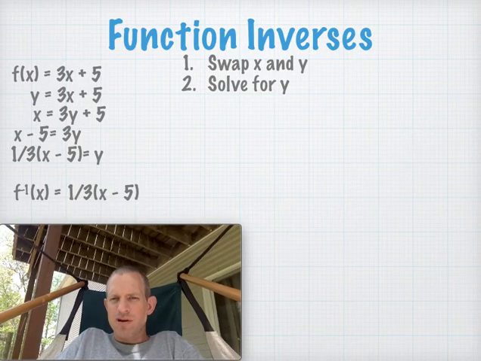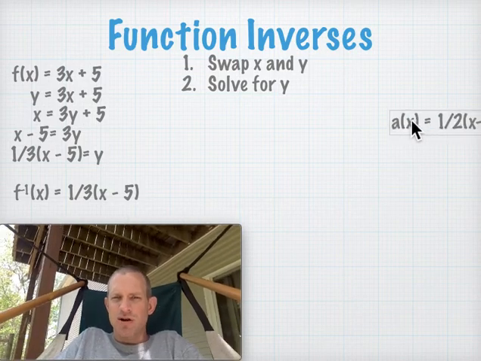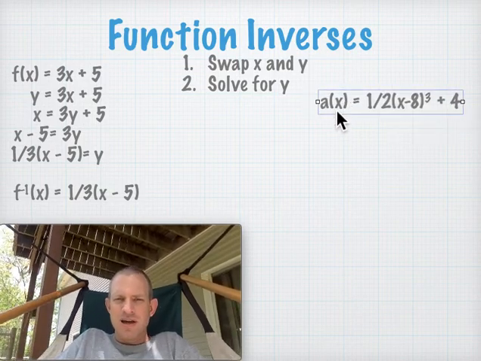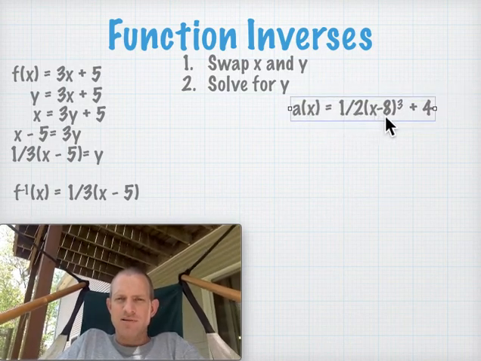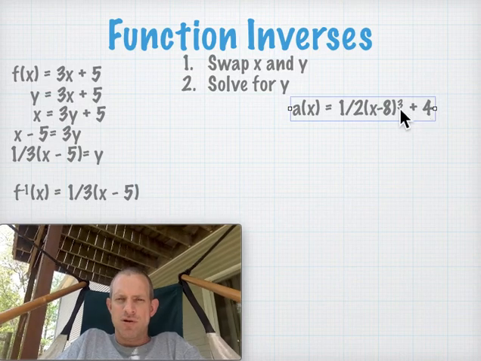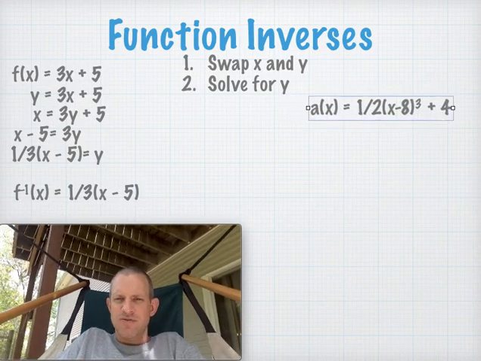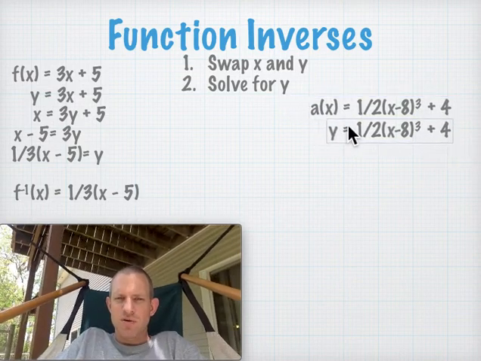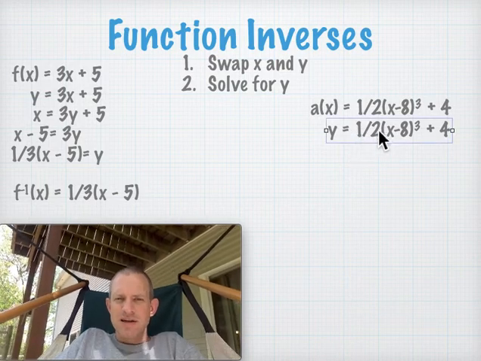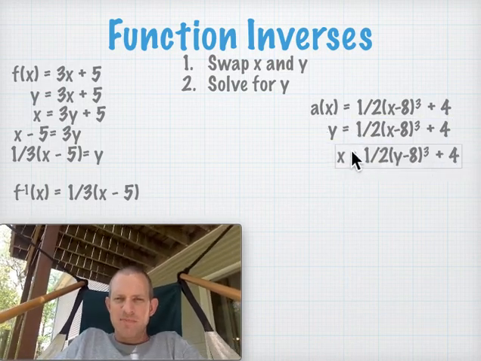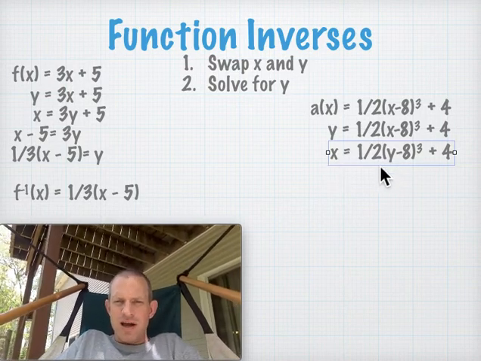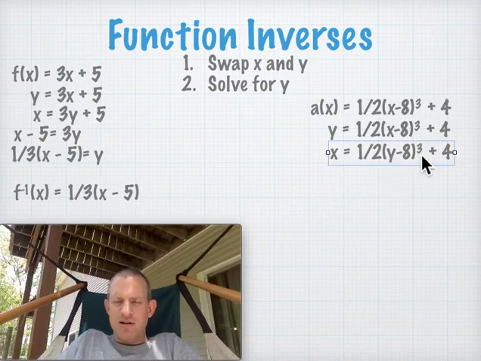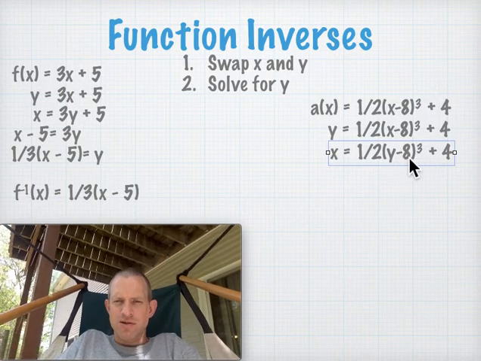Let's look at one more example of this, perhaps just a little more complicated. So here is a of x, and it's equal to 1/2 of x minus 8 cubed plus 4. And again, first step, put it in y equals form. And then we'll swap the x and the y. It gives me this equation. And my goal is going to be to try to get y alone. And I'm going to do that in multiple parts.